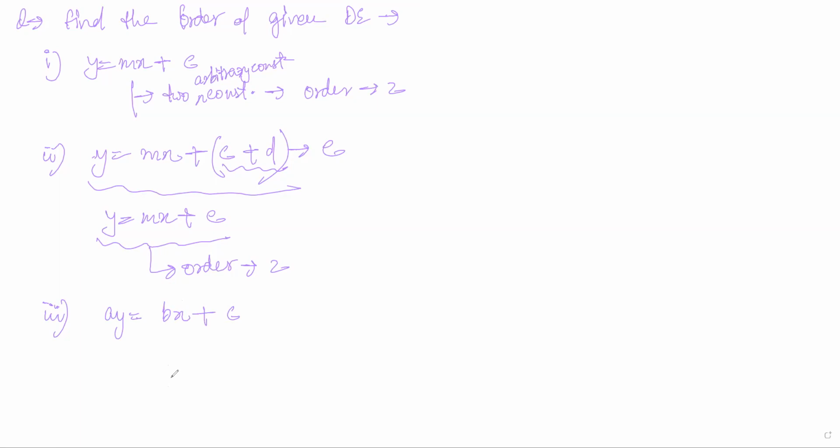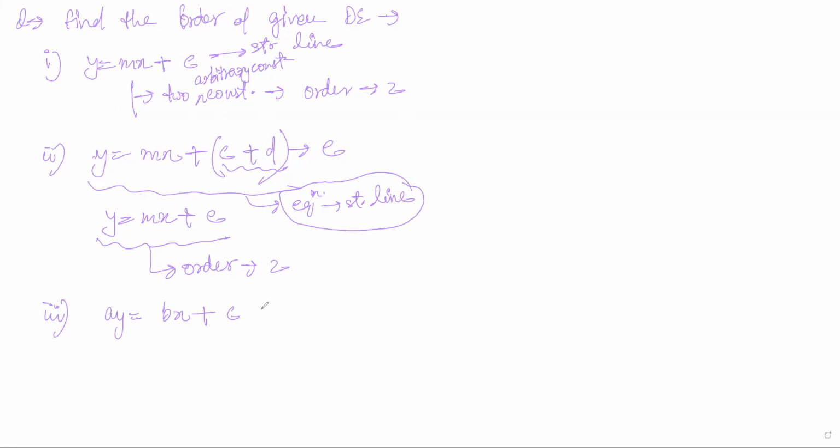Okay, let's understand one thing. In the first example, we have an equation y = mx + c, which represents what? A straight line, right? In the second equation also, when I write y = mx + c + d, this c plus d is a constant only, right? So this equation represents a straight line only. Hence the order must be 2 only. Order can't change if the curve is not changing. Order is basically defining your curve. So if the equation is a straight line, the order is 2. That we have already proved in the first and second part, right?